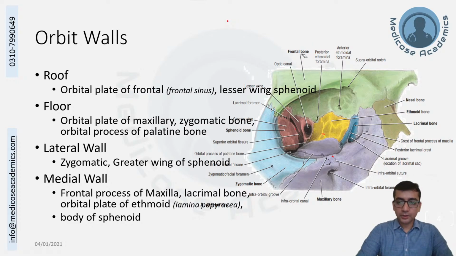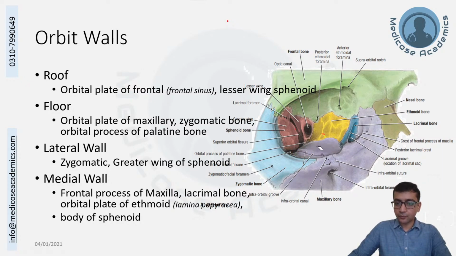Onto the floor. The floor is made up of two bones, rather three bones. On the medial aspect, there is the maxillary bone, as shown in the purple here. This whole area is made up of the maxillary bone. This is the floor. It is not very visible in this view, but if you look from above, you will be able to see the lesser part of the floor made up of the zygomatic bone.